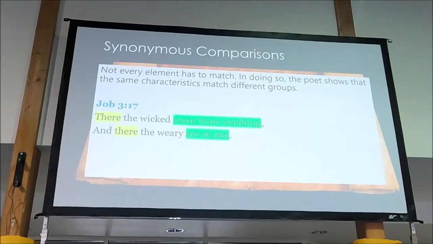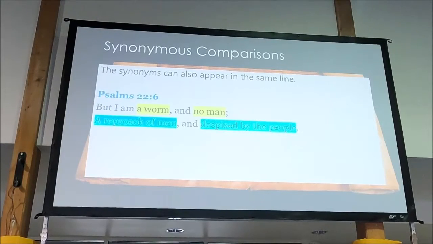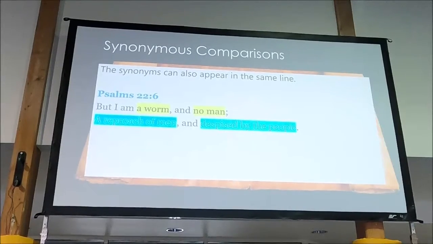See, sometimes we got to be careful. Sometimes the matches are within the line. I'm a worm. Well, a worm is not a man, right? That's where the pair is. A reproach of man, despised by people. That's where the pair is. So here the pair is within the lines. Okay.